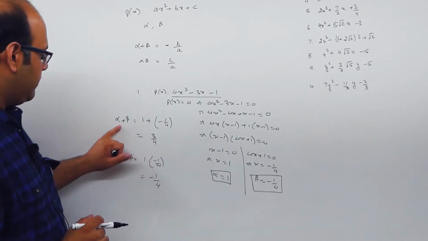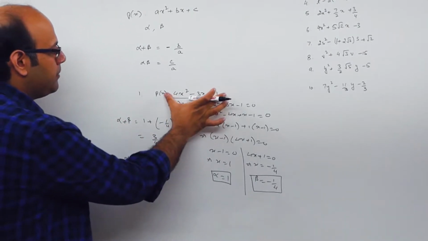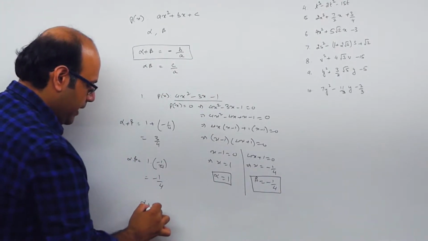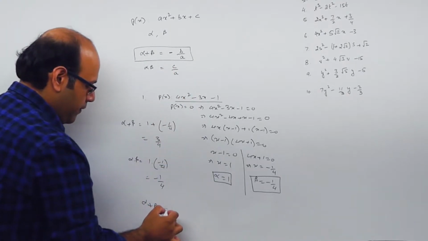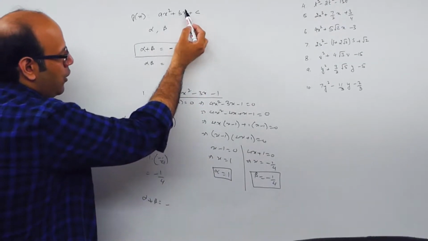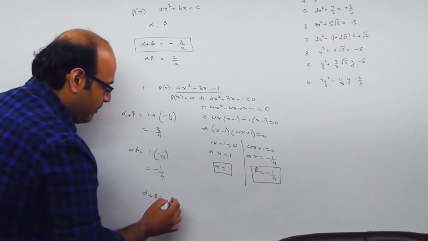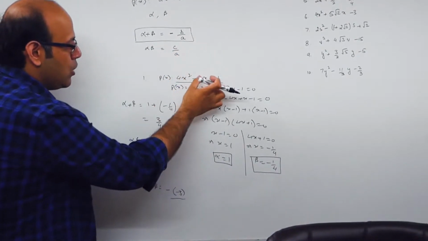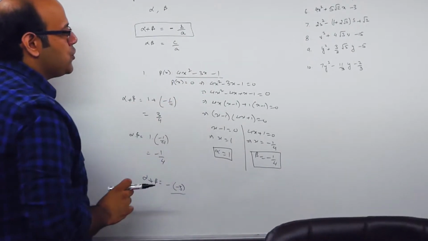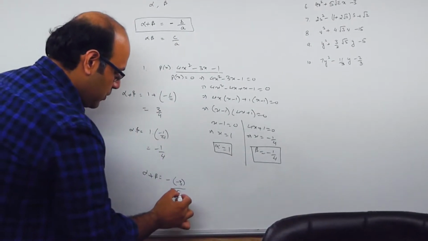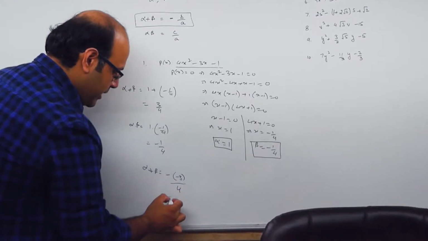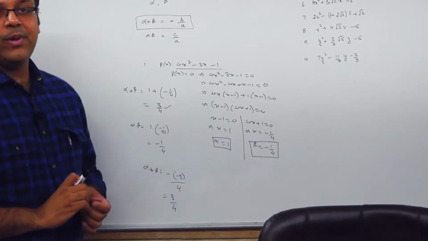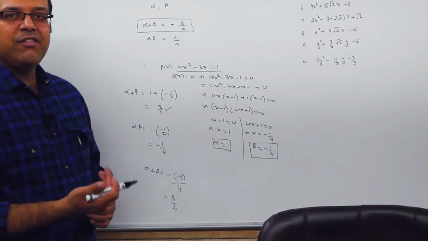Now, if I look at the polynomial and try to verify this relation, simply alpha plus beta gives me negative of b. b is the coefficient of x, in this case negative 3. So minus of negative 3 divided by a, which is the coefficient of x squared, which is 4 in this case. So minus negative 3 by 4, this is 3 upon 4, and this is exactly what we have calculated as the value of alpha plus beta by actually finding the zeros.